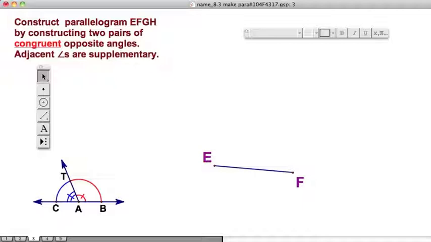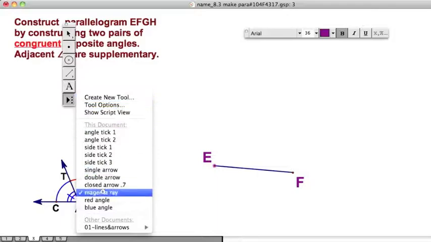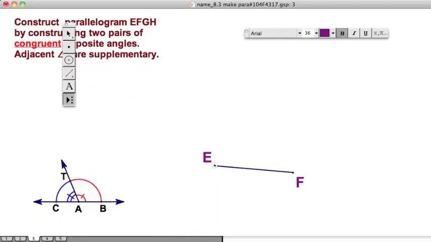We're going to start at E. We're going to put the red angle at E. I'm going to double click on E. Oh my goodness, all the way off here. On my custom tools, I want my magenta ray. That's my magenta ray. Now I want to rotate it in the counterclockwise fashion, by this red angle.